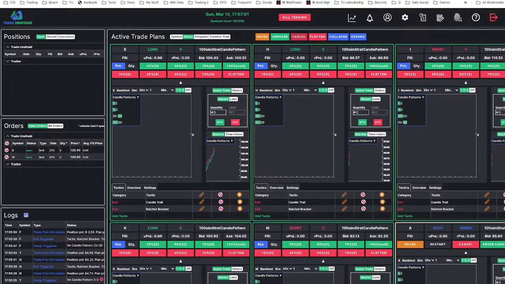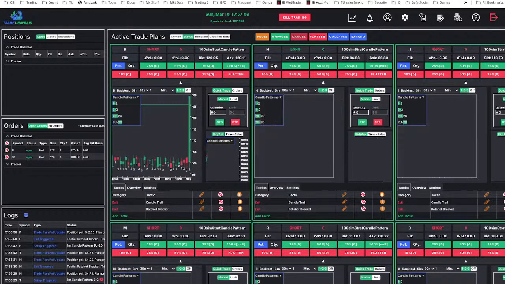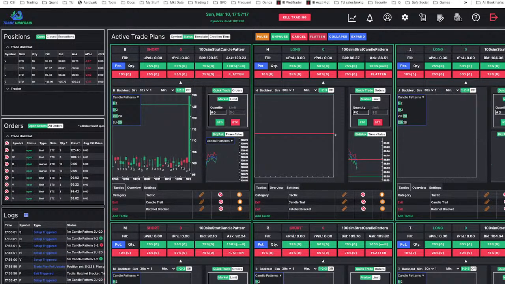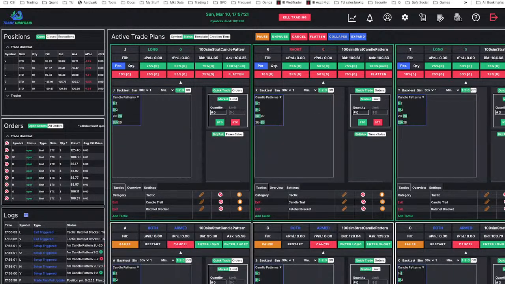You can also cancel all your trade plans. Again, that does not apply to positions that are already open. If you want to do that, then you click flatten, and that will actually close all your positions and cancel all your pending trade plans. And then collapse and expand are purely cosmetic.